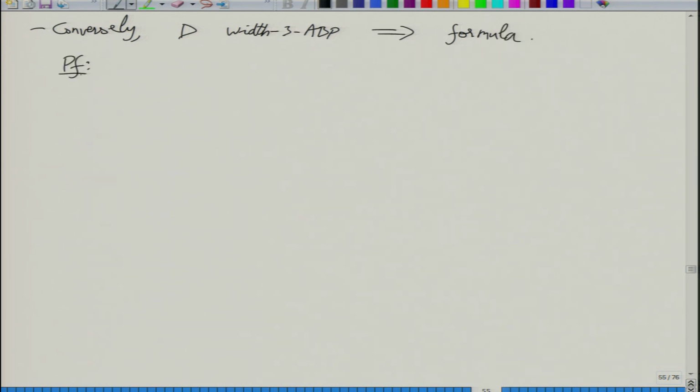So the converse is, you want to show that a width-3 ABP can be converted into a formula. How will you do that? So this is just divide and conquer.